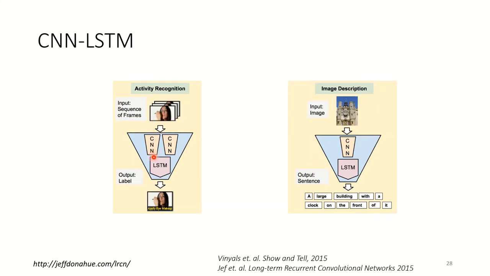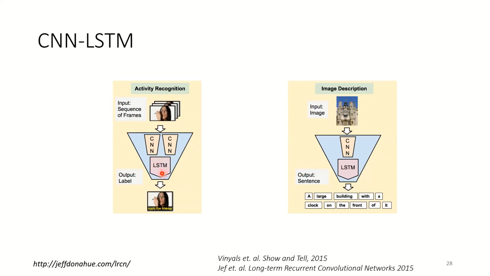And then you're feeding in that feature vector to LSTM. So what will happen is if you have, let's say 100 frames in that video, you'll have 100 of these CNNs, right? One CNN for each frame. So essentially you will not have 100 CNNs. You will have just one CNN, which will be used to process all those frames, right? The weights will be shared.